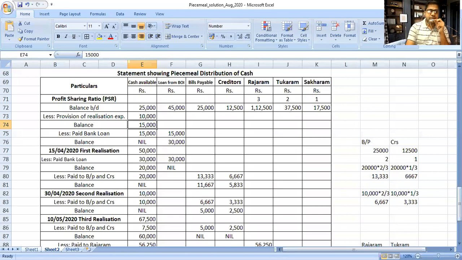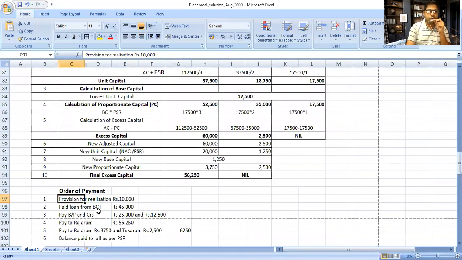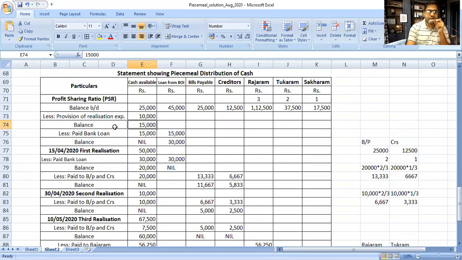Then if you see the second order, pay the loan from Bank of India, 45,000. So this 45,000 we have to pay, but we have an available balance of 15,000. So we paid 15,000, whatever is available. Deducted from the 45,000, the rest of the value, 30,000, is still loan due, but we don't have the balance. We don't have the money. So the partnership firm doesn't have any kind of money.